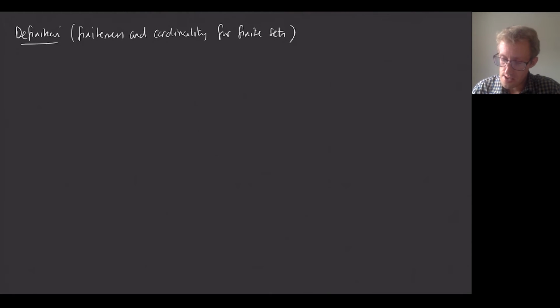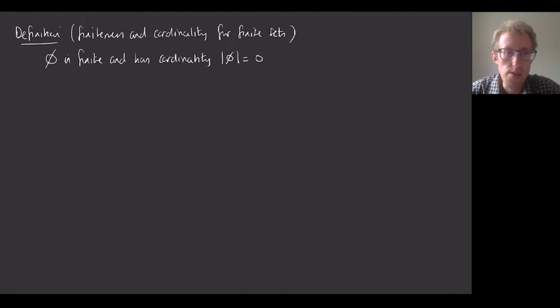Okay, the definition may seem slightly peculiar to start with, but hopefully once you've thought about it for a while it will make sense. It's going to be a recursive definition. So we're going to start off by saying that the empty set is finite and has cardinality, which we denote with modulus signs around the set, 0. So the empty set has cardinality 0. The empty set, remember, is a set with no elements.